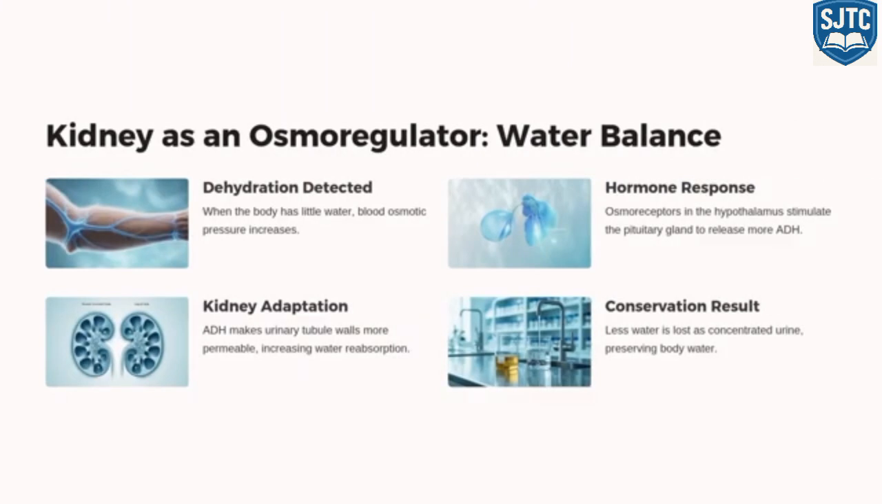Kidney as an osmoregulator, water balance. Dehydration detected. When the body has little water, blood osmotic pressure increases. Hormone response. Osmoreceptors in the hypothalamus stimulate the pituitary gland to release more ADH.